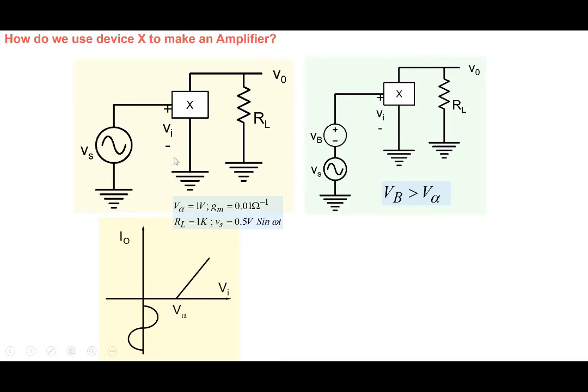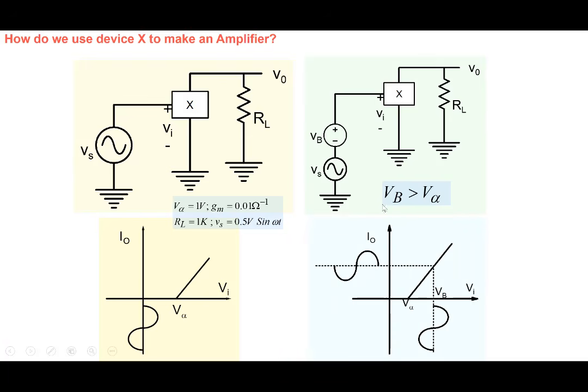So what we do is, we don't apply Vs directly to the input. We apply Vs in series with a bias voltage. Note that Vs has both a positive component and a negative component, and normally it would be a very weak signal. So obviously, to have current flowing here, I must have a bias voltage which is greater than the threshold voltage. So we must apply a bias voltage larger than the threshold voltage here.